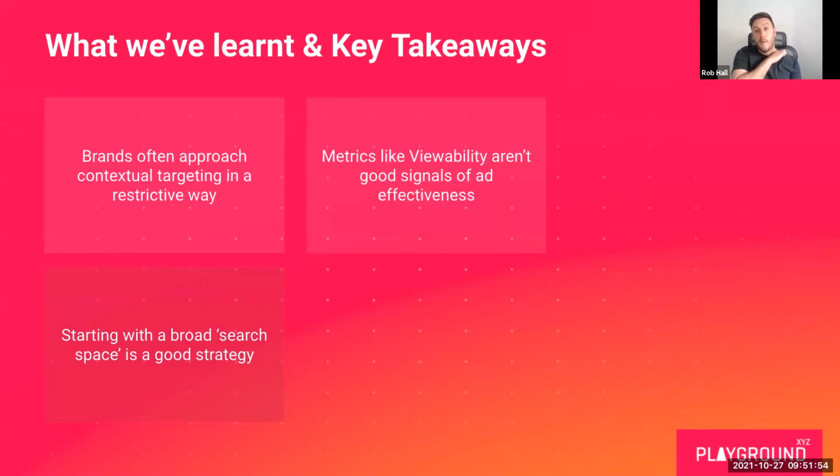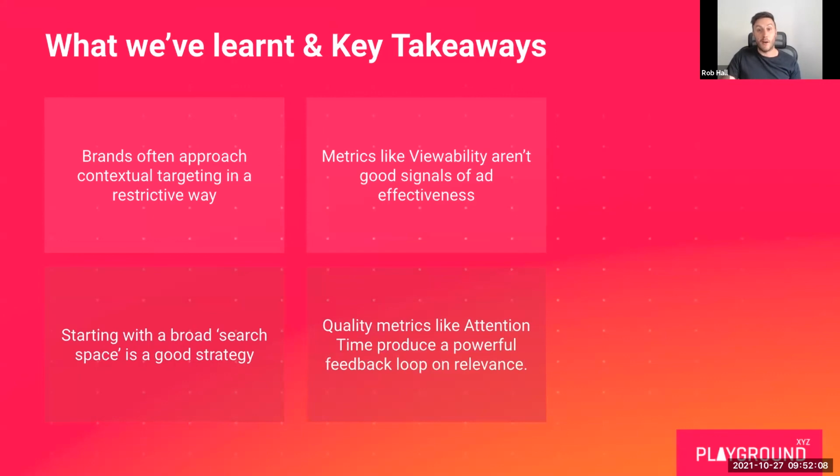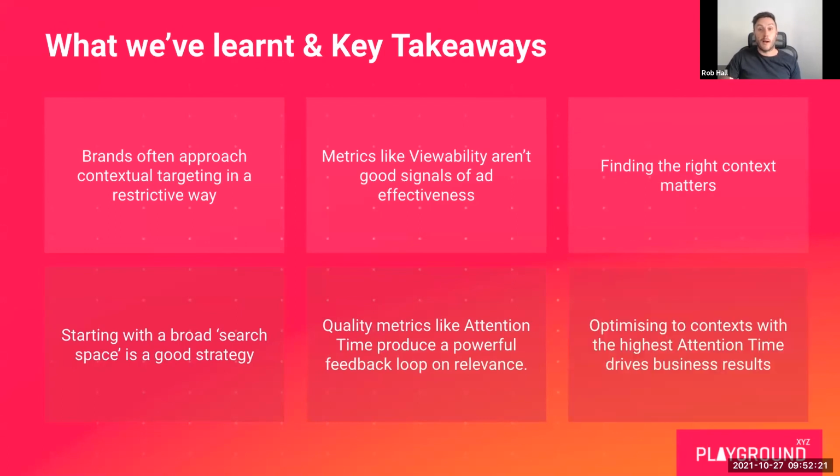The second thing is that metrics like viewability aren't great signals at all of ad effectiveness. They're great signals that you have the opportunity to be seen, but they're driven by the publisher and the placement mostly. Whereas attention signals are very great feedback loops of ad relevance, and we should be using these to validate we're in the right context. And finding the right context does matter, because when we optimize the creative into the right environments, we do get lifts, and those lifts are translating into business outcomes.